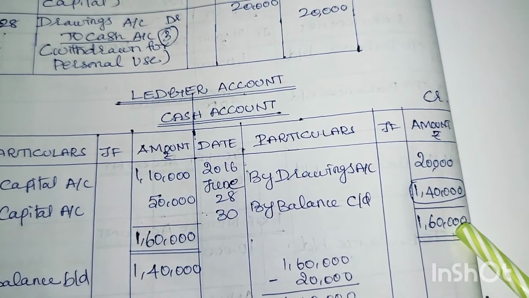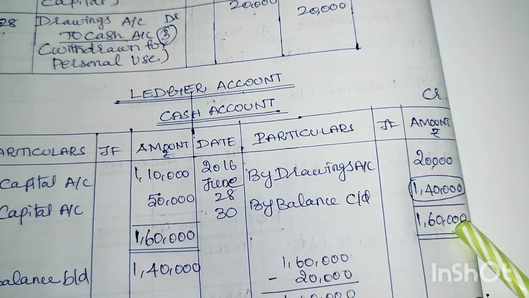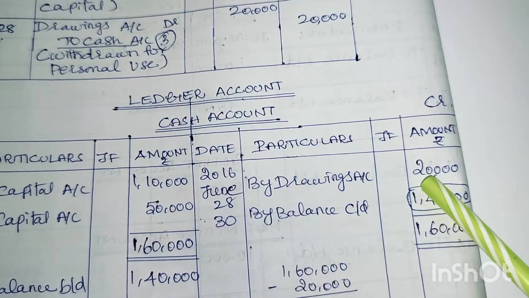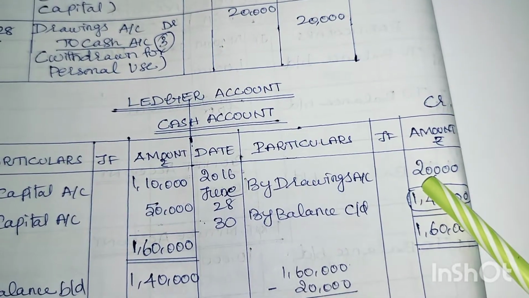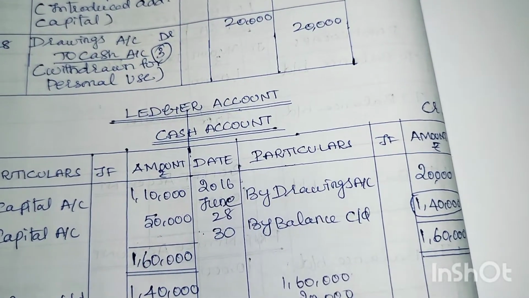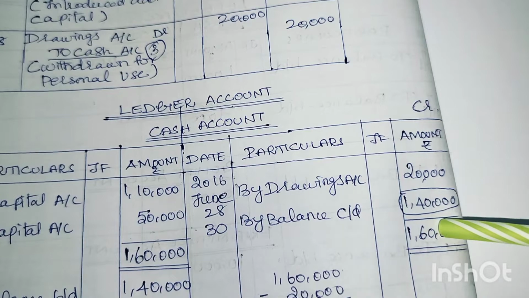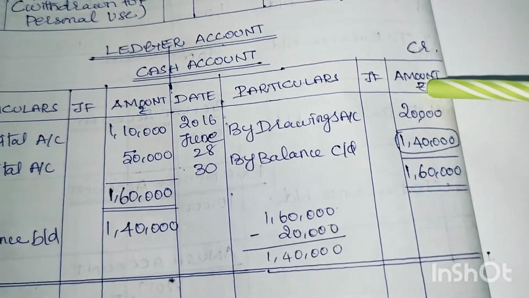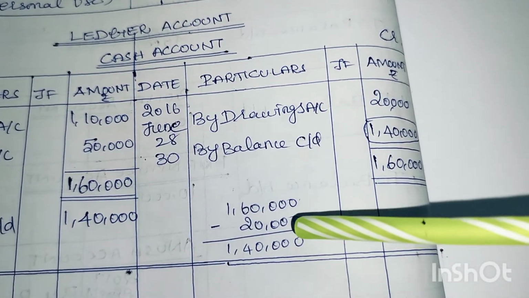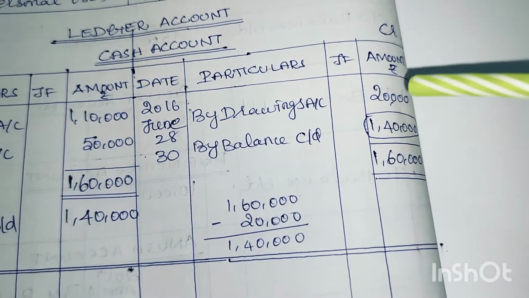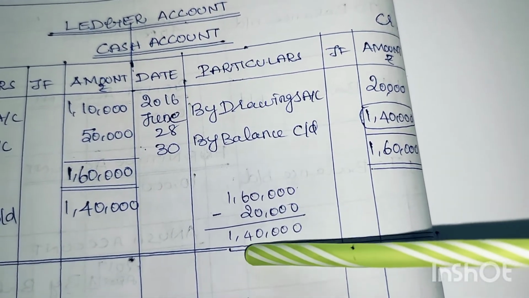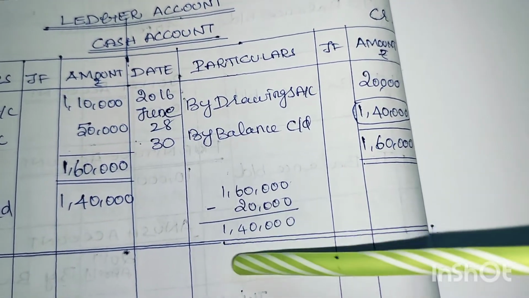Okay. Then what we do? We have to find which side has the lesser value. Of course, credit side has the lesser value, 20,000 rupees. So now we have to balance it. We have to equalize it. So we have to find the difference between 1,60,000 and 20,000. So how do we calculate? We have to subtract this 20,000 from 1,60,000. What we will get? 1,40,000 rupees. This is the difference amount.